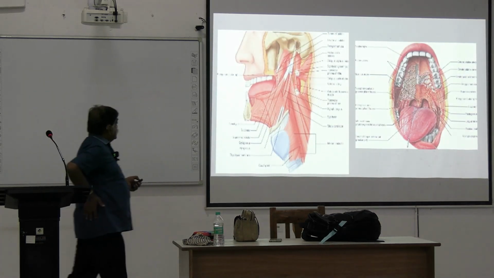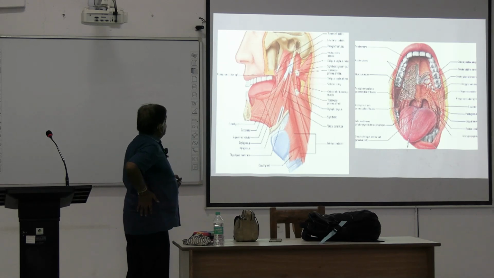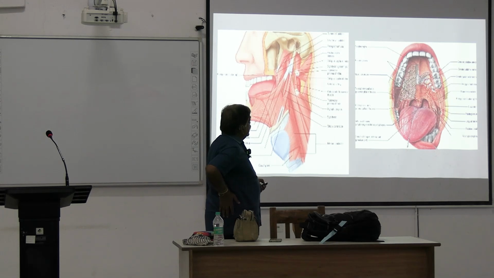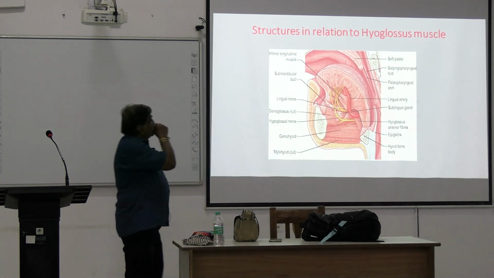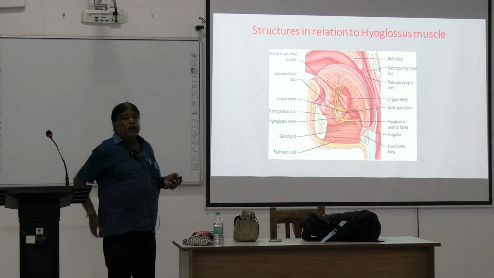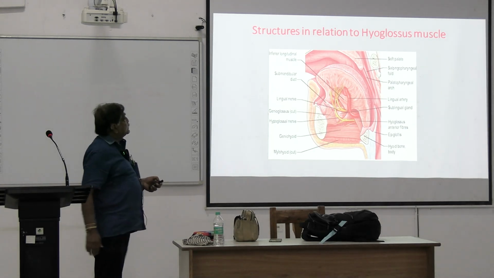Now you can see the muscles. This is the tongue. This is the mandible. Now we can see the mucous membrane removed. The palate. This is the uvula. This is the tongue. This is the mandible. The inside of the tooth is here. Now, structures in relation to hyoglossus muscle. This is important.